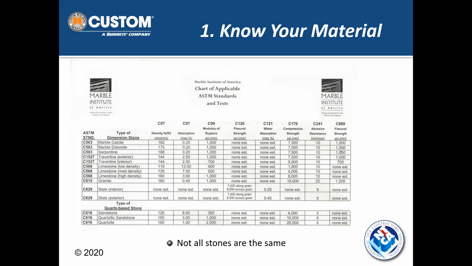Limestone's not all limestone. Some limestones, like a low density limestone, simply will not take a polish. You cannot polish a low density limestone. Most medium density limestones will not take a true polish. It may take a patina or some sort of sheen, depending on the type of limestone. But those are different characteristics we need to factor in.